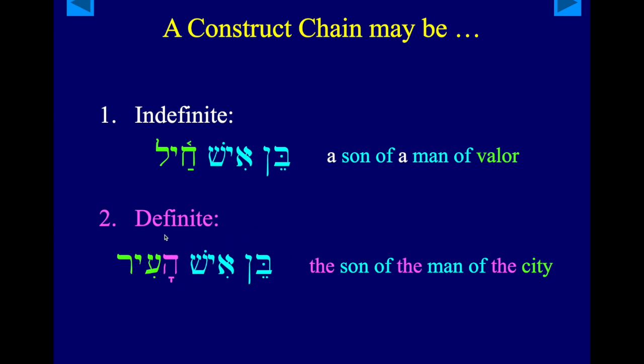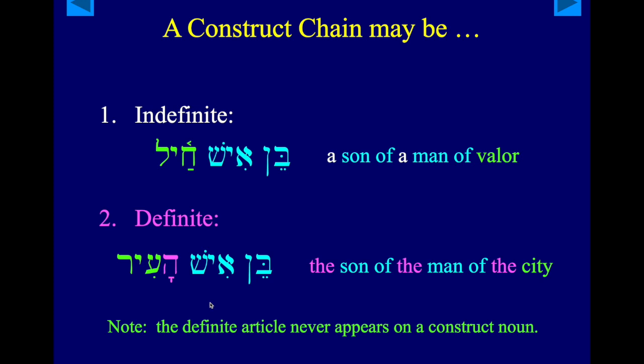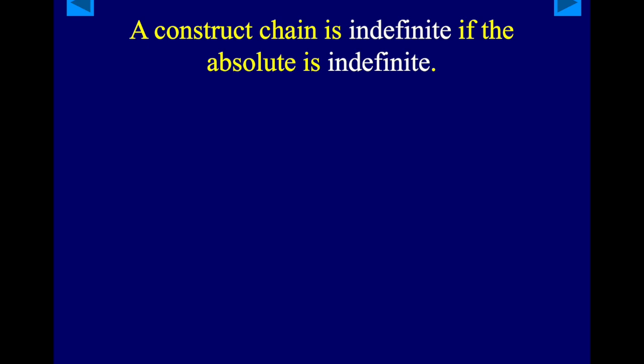So the son of the man of the city, even though only the absolute, or the last one in the chain, has this definite article marked. So the definite article never appears on a construct noun, only on the absolute at the end of the chain of constructs. A construct chain is indefinite if the absolute is indefinite. So this is that first example, bein ish chayil, the same example as on the previous page. Chayil is the absolute because it's the last one in the chain. Everything else is of it. So a son of a man of valor.